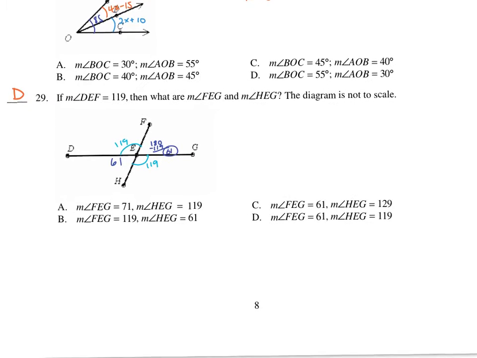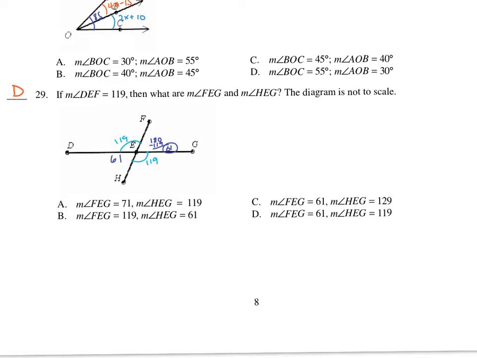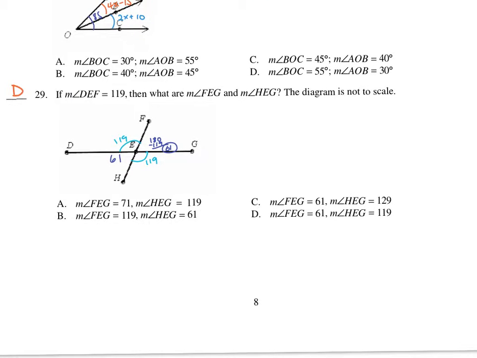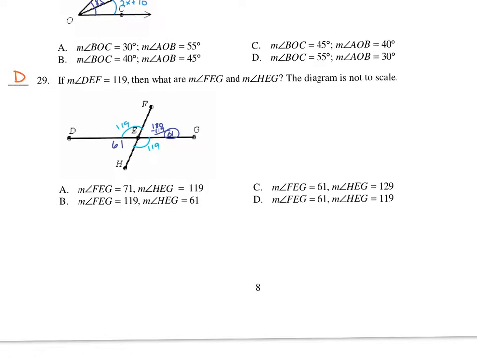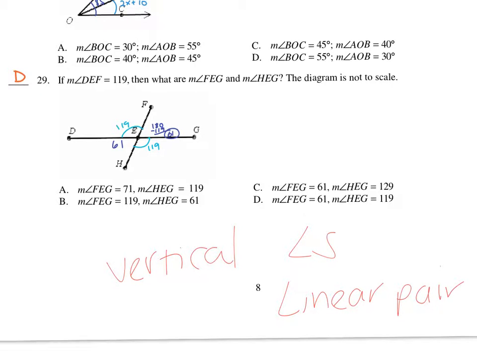29, these are your vertical angles. So if DEF is 119, then so is HEG. And then the other two missing angles would be 61, because those are a linear pair. So you've got two special kinds of angles in this one, vertical angles and linear pair, which obviously you need to review. Okay, so what's true about the measures of vertical angles? They're congruent. And what's true about a linear pair? Adds to 180. Good.